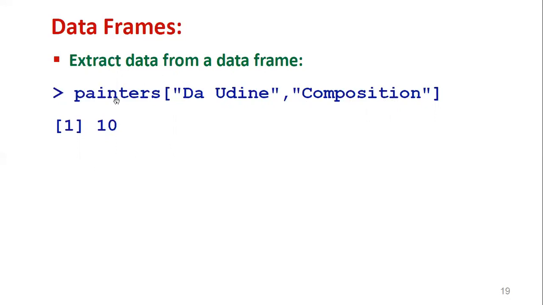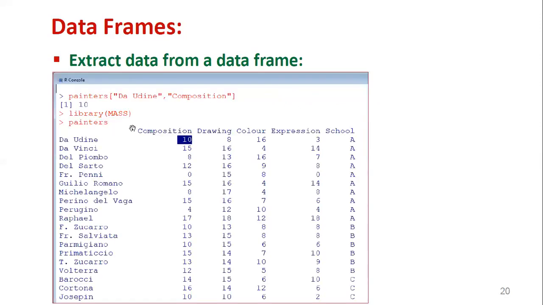Then it displays the composition value. So 10 is the output for Udine with the combination of composition. Here you can observe: Udine, the composition value of the first row, is 10. So it displays 10. Similarly, you can execute the second one, Vinci.